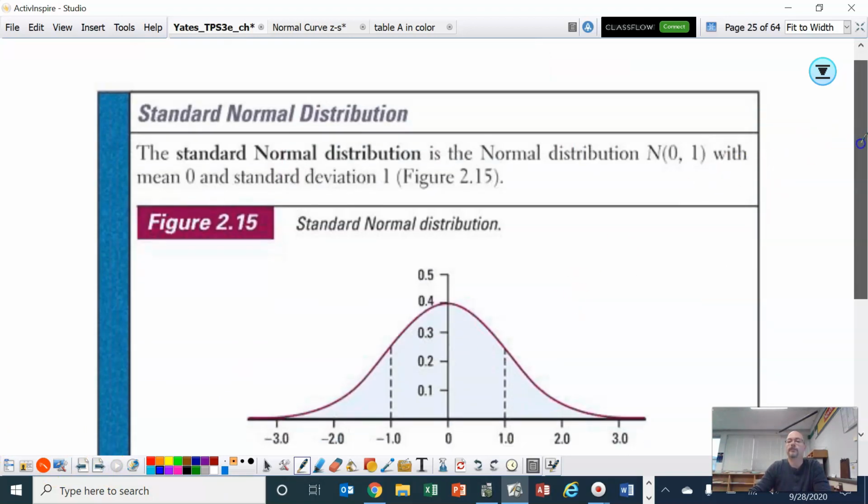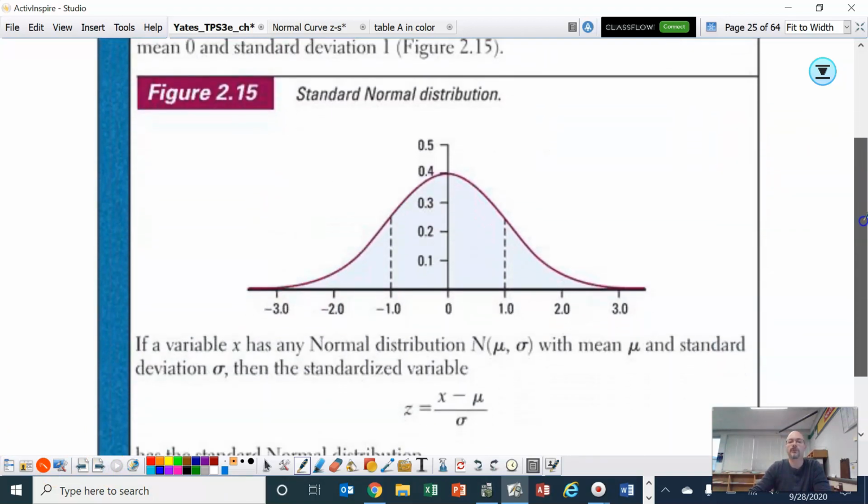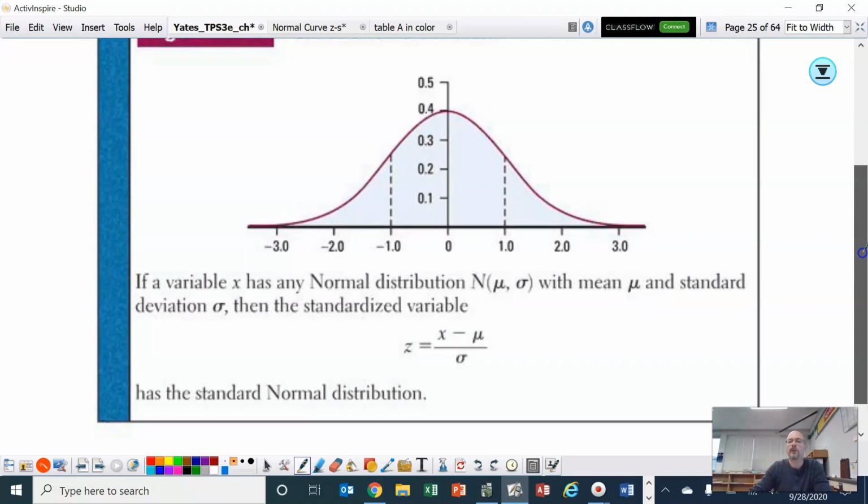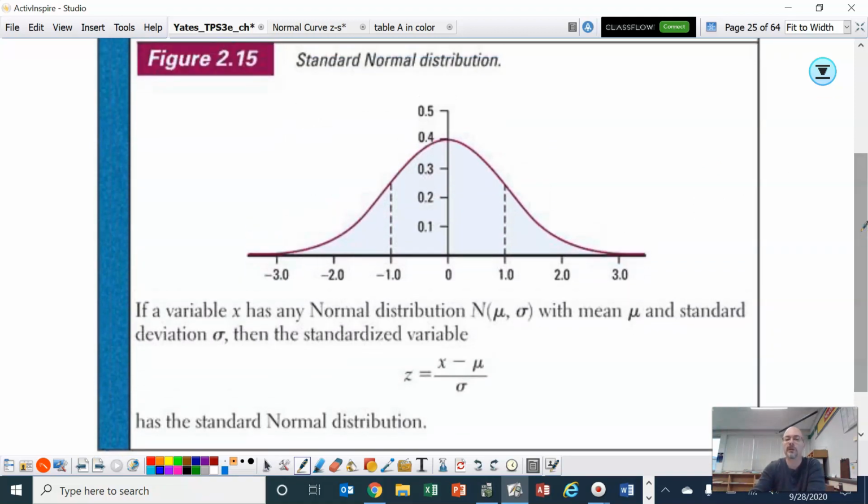All right, so this is what I just showed you. Okay, the only thing I want to point out on this slide, ladies and gentlemen, and you want to add this to your notes, is this notation right here. Okay, this right here, ladies and gentlemen, that big N tells us that it's a normal distribution.